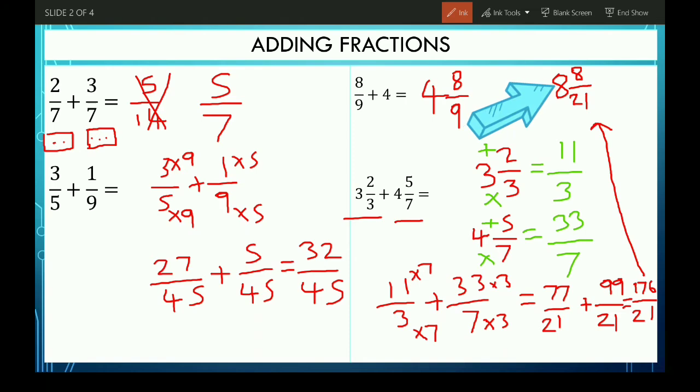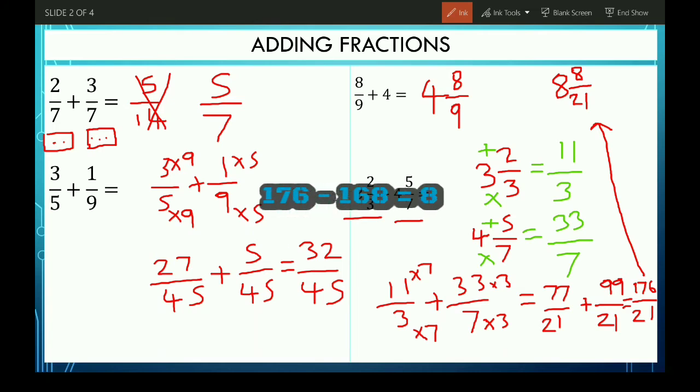The big 8 represents how many times 21 goes into 176, because we said 8 times 21 is 168. Now, the 168, how much more is left to get to 176? If you count from 168 to 176, there's 8 left. So therefore, we are left with 8 over 21. So it goes in 8 times, and what's left over? 8 over 21. So 8 and 8 over 21 as the final answer.